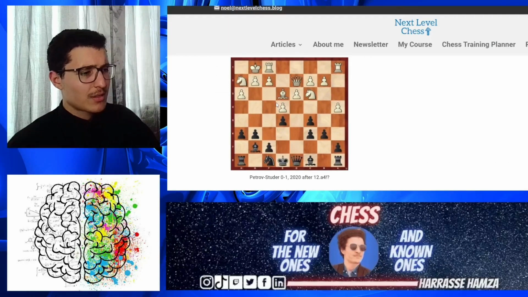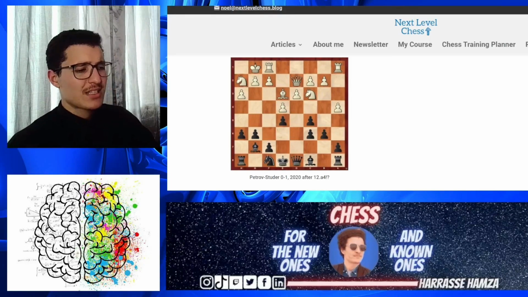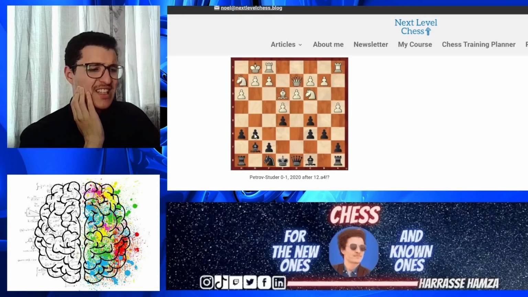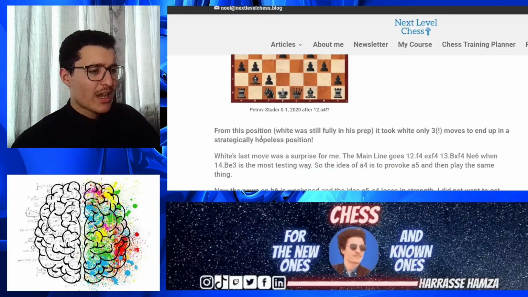So from this position, he says that White only had 3 moves to play to end up in a hopeless position. So White's last move was a surprise for him. The line goes f4, exf4, Bxf4, Ne6, when Be3 is the most. We won't really dive deeper into this.